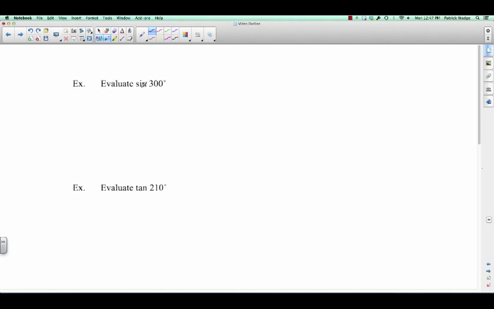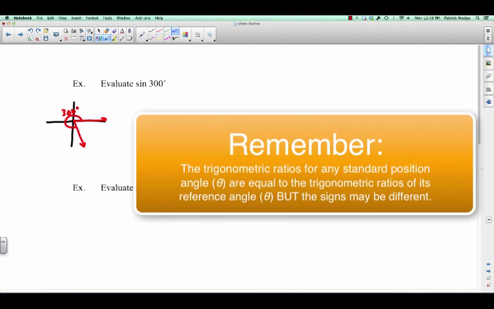So we're going to evaluate sine 300. The first thing you want to do is make a little sketch of that angle. It's an angle in standard position. There's the initial side. 300 degrees. Well, there's 90, 180, 270, so it'd be somewhere out here. This is our standard position angle of 300 degrees. But remember, we're not actually going to use that angle. We're going to use the reference angle. We're going to use this angle right in here.